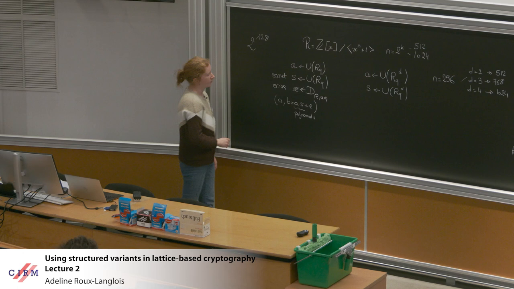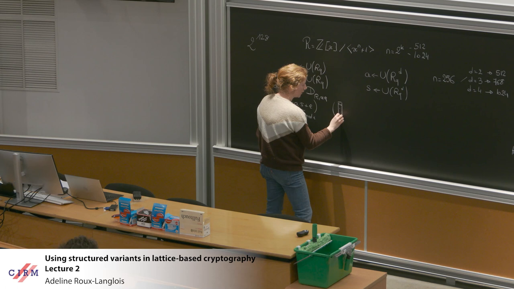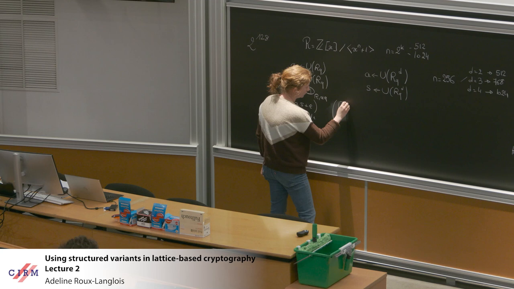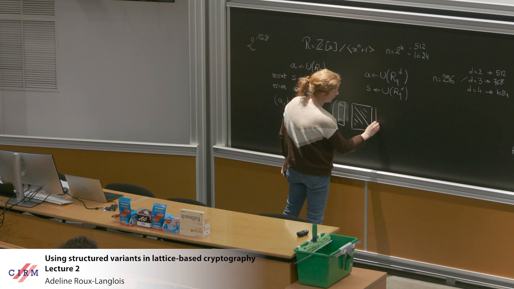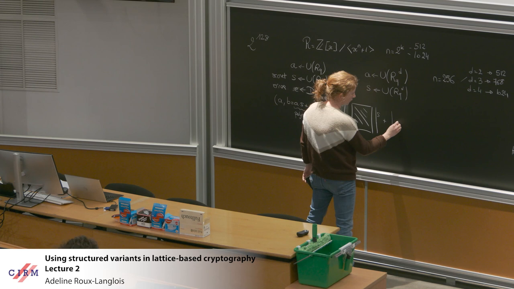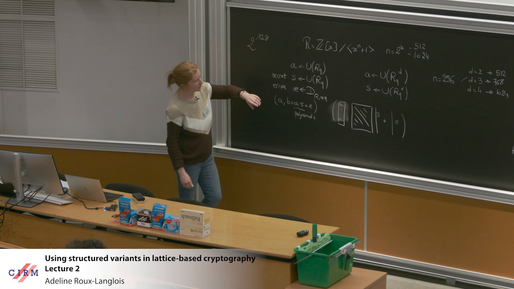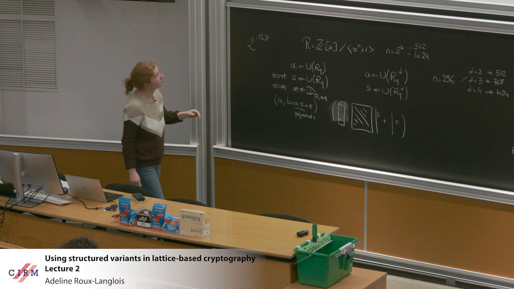So if you look at it in Z, you have A that you can represent as a matrix with its structure that you multiply by S and you add a ring element E. So that's the ring variant. And the module variant, instead of having elements in R_q, you take elements in R_q to the d, and then you have the scalar product instead of the multiplication, because you have d elements instead of one ring element. So is it clearer?